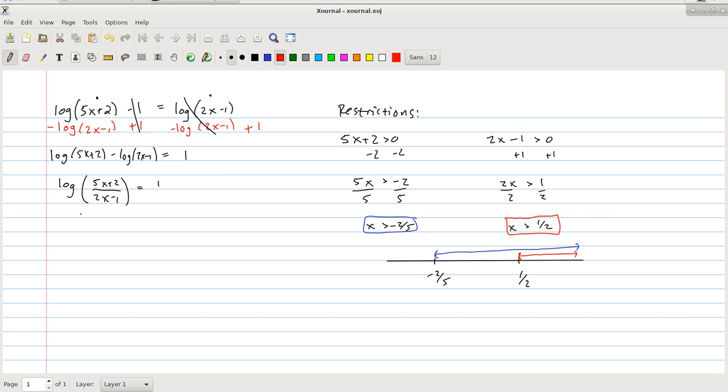Now there's no base written here, so the base is understood to be 10. Let's now switch this from log form to exponential form. This is where we keep the base, and then these two switch roles. So the 1 becomes the exponent. This inside, this fraction, becomes the right-hand side.